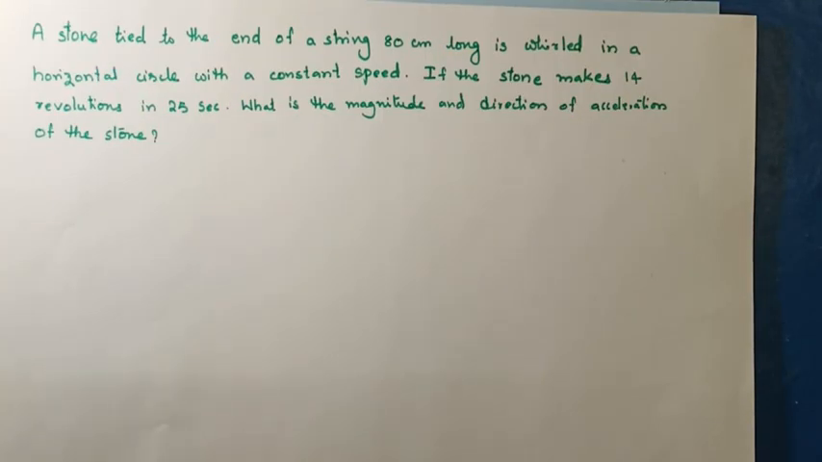Another problem: a stone tied to the end of a string 80 centimeters long is whirled in a horizontal circle with a constant speed. If the stone makes 14 revolutions in 25 seconds, what is the magnitude and direction of acceleration of the stone? Simple problem, you need to understand it in a clear way.